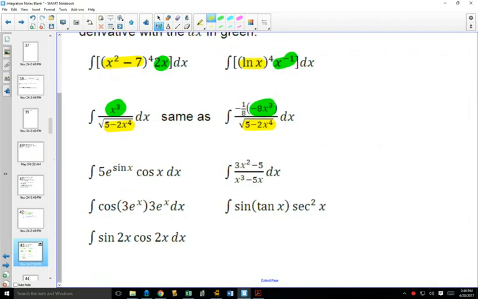So all the way along in here, I want you to look at the next 5 before I highlight them and see if you can think, can I see the inside function? Is its derivative there? Can I see the inside function? Is its derivative there?